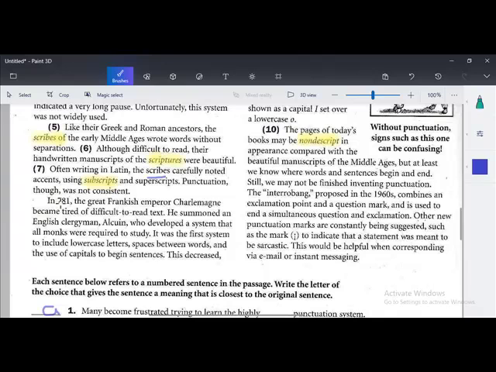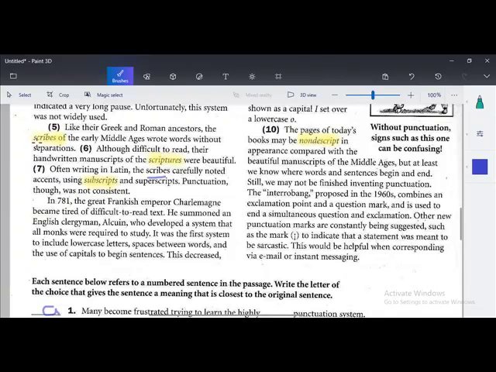In 781, the great Frankish emperor Charlemagne, the emperor of the Holy Roman Empire, became tired of difficult to read text. He summoned an English clergyman, Alcuin, who developed a system that all monks were required to study. It was the first system to include lowercase letters, spaces between words, and the use of capitals to begin sentences.